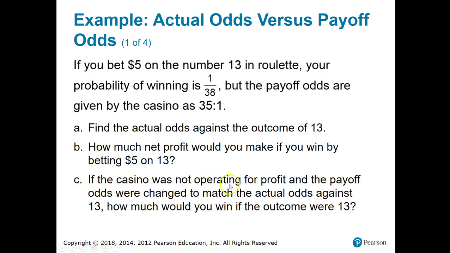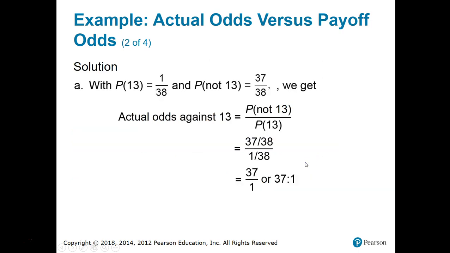And if the casino is not operating for profit and the payoff odds were changed to match the actual odds against 13, how much would you win if the outcome were 13? You would win nothing because the casino would go out of business. But that's probably not the answer they're given.